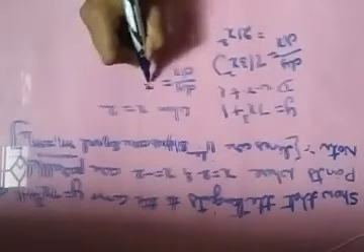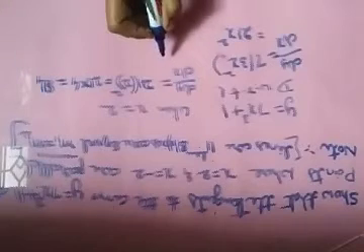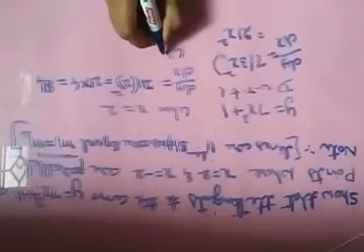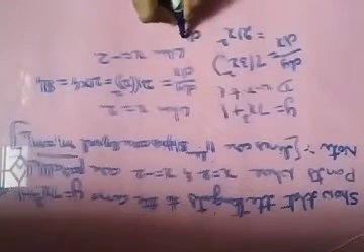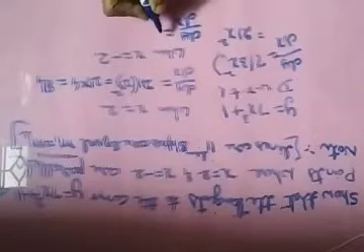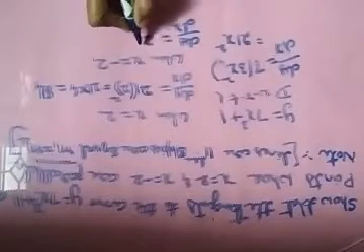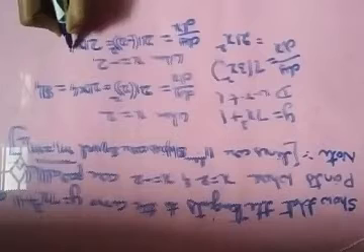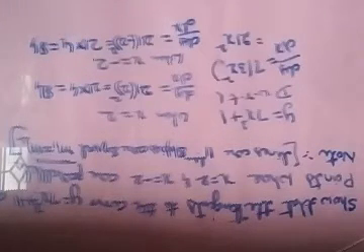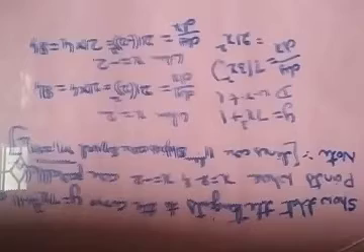When x is equal to 2, dy by dx is equal to 21 into 2 square, which is equal to 21 into 4, which is equal to 84. Similarly, when x is equal to minus 2, dy by dx is equal to 21 into minus 2 whole square, which is equal to 21 into 4, which is equal to 84.